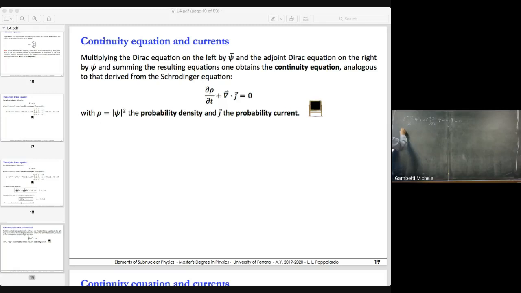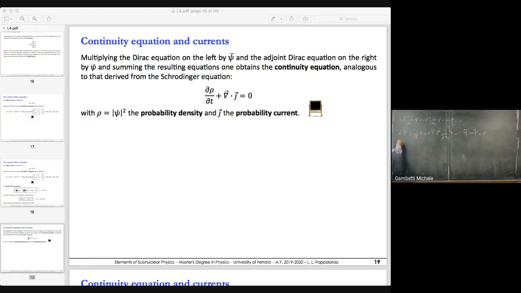So we're going to have i adjoint spinor gamma^0 ∂_t psi, plus i adjoint spinor gamma^k ∂_xk psi, minus adjoint spinor m psi, equal to 0. Okay, so we took the standard Dirac equation and multiplied on the left by the adjoint spinor. Now we do the same exercise, multiplying on the left the adjoint equation by the normal spinor.